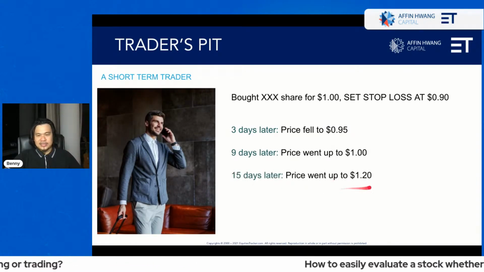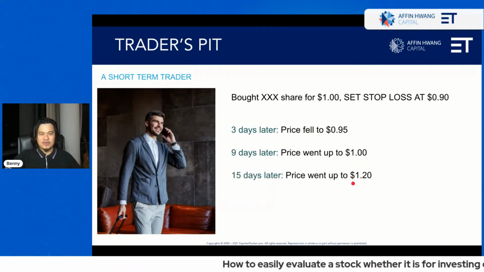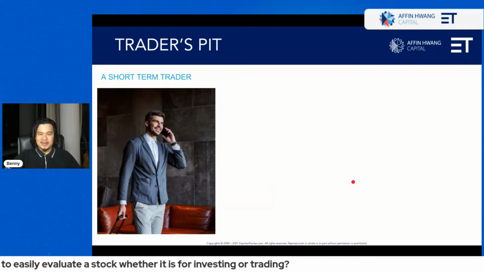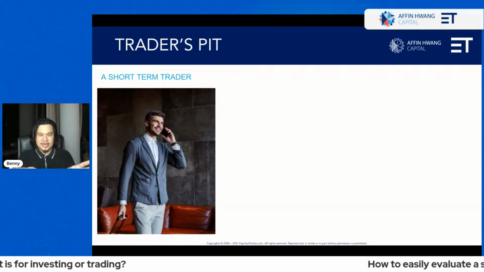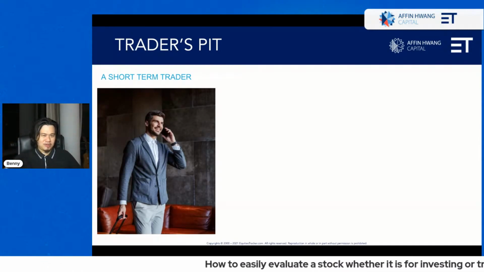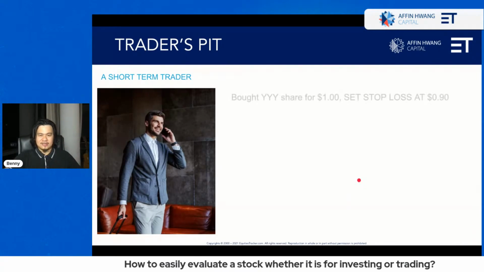Okay, I'm still following the plan. 15 days later, the price went up to 120. So I already made 20%. Fantastic, right? 20% after 15 days for short-term trading. Not bad, isn't it? Okay, so the first scenario is not a problem if the price goes up after you buy, and it goes down just a little bit before it goes up. Okay, not a problem, as long as it does not hit your stop loss.